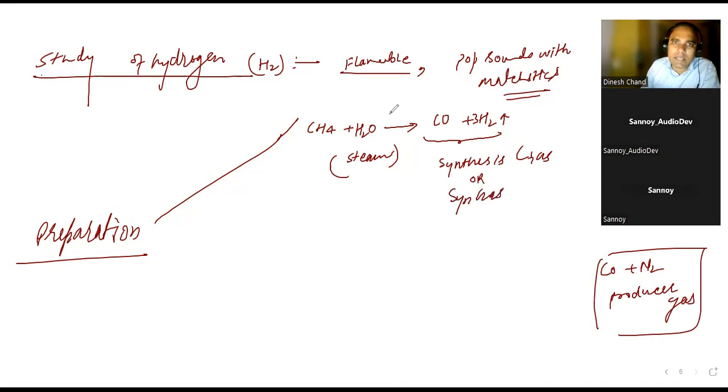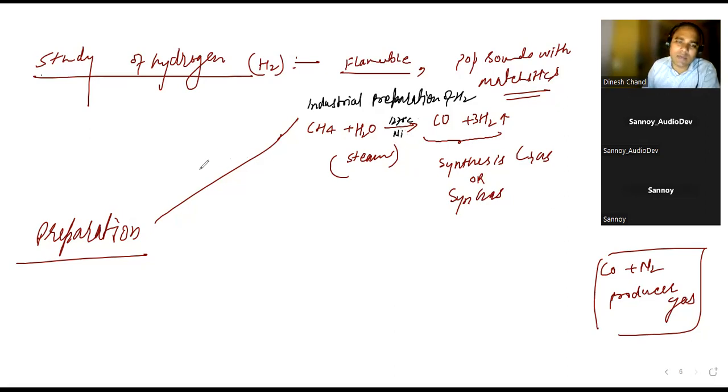Now, this is also a method for the industrial preparation of hydrogen. Industrial preparation of hydrogen. In industry, this is the method we use to prepare hydrogen gas. How much temperature is required? 1270 degrees Celsius, and we have to take the catalyst.